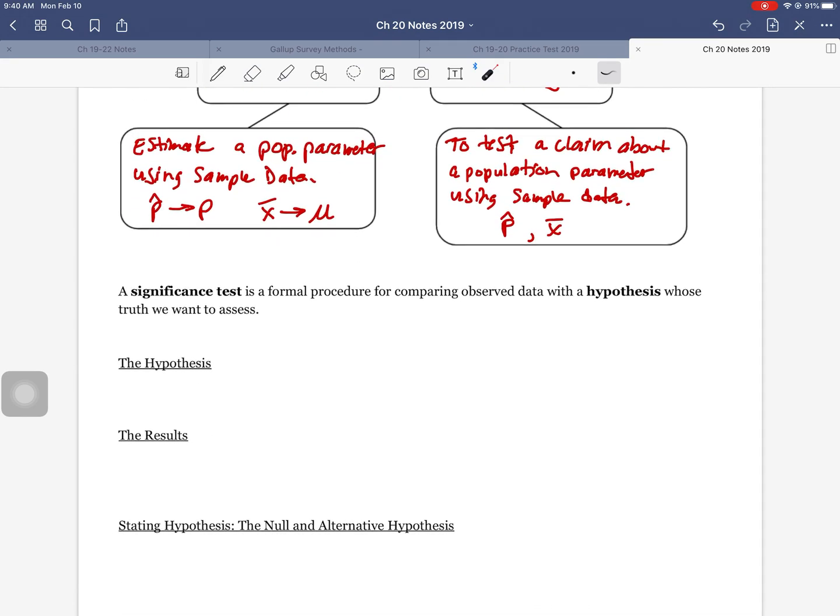Another name for hypothesis testing is a significance test. And it's a formal procedure for comparing observed data with a hypothesis whose truth we want to assess. So, we'll move on to the hypotheses themselves. Now, a hypothesis is a statement about a population parameter.